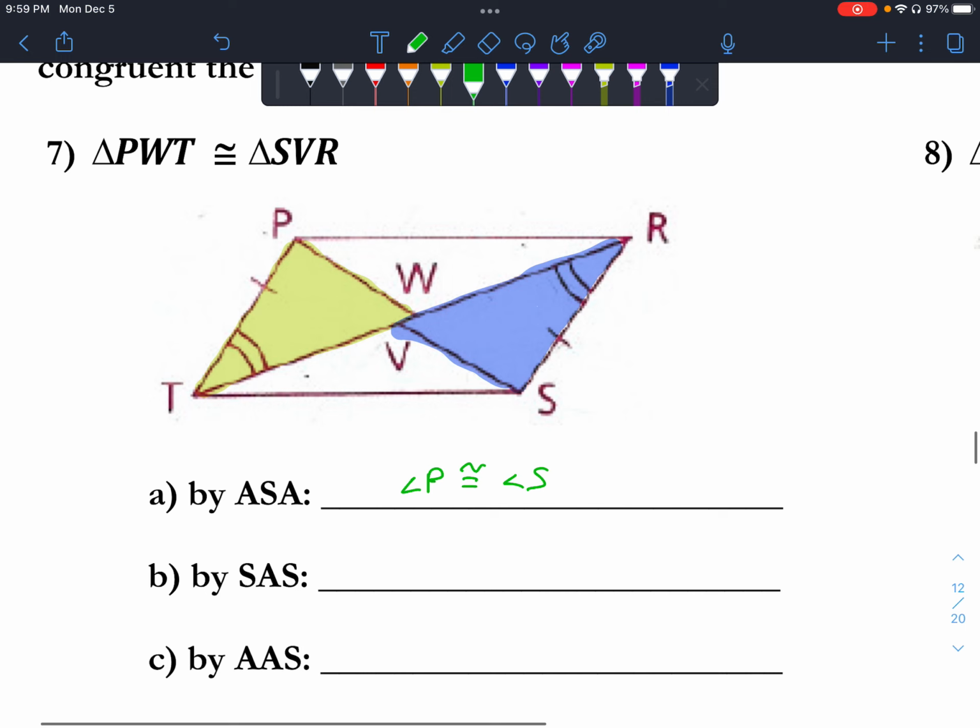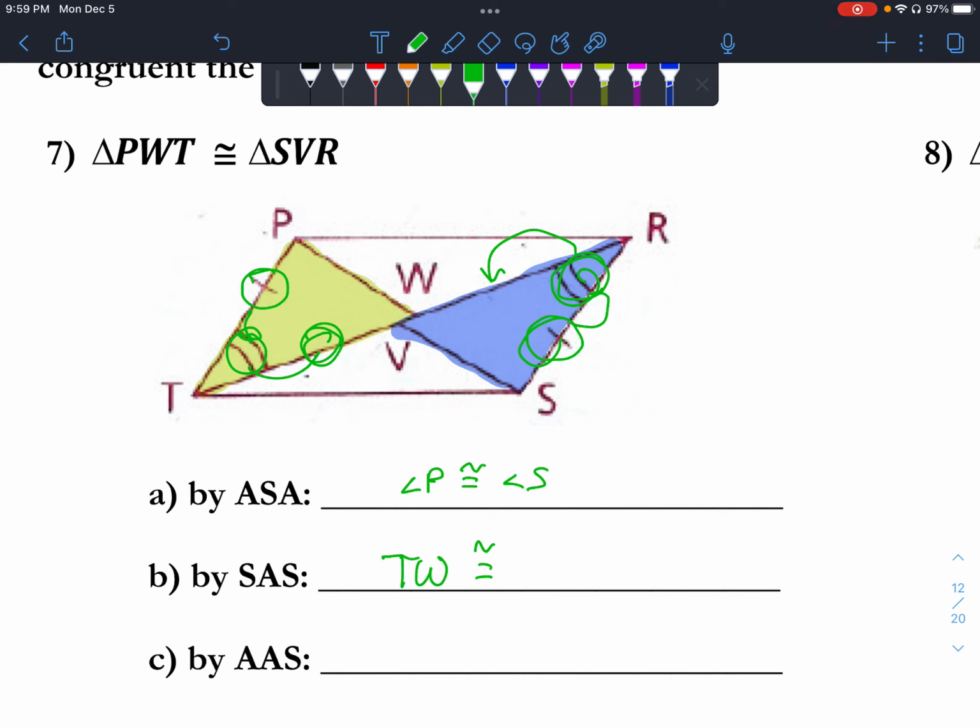For side angle side, you kind of travel around again. You have your side, you travel then to your angle. The side that you're missing after that would be TW for the yellow triangle. If I did this for the other one, for the blue triangle, I'd have a side, travel to the angle, travel to the side. So I'd need this one to be VR for me.